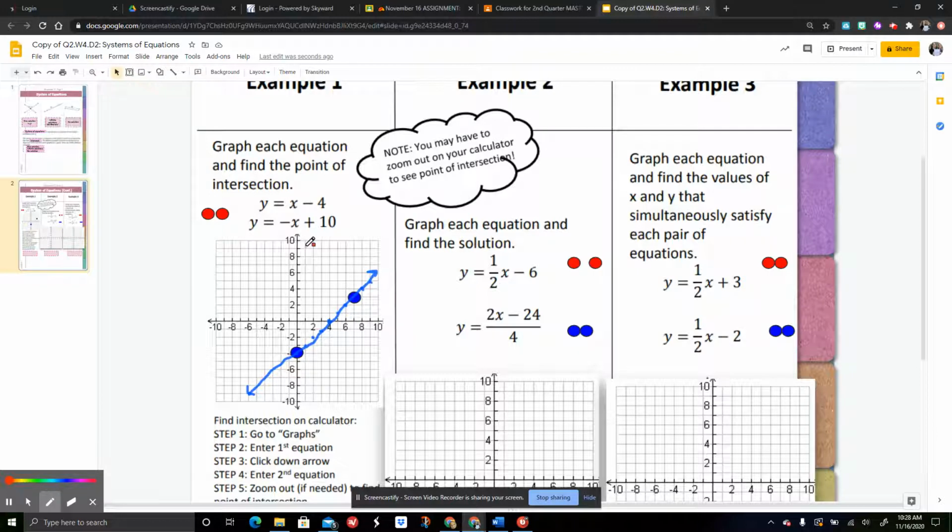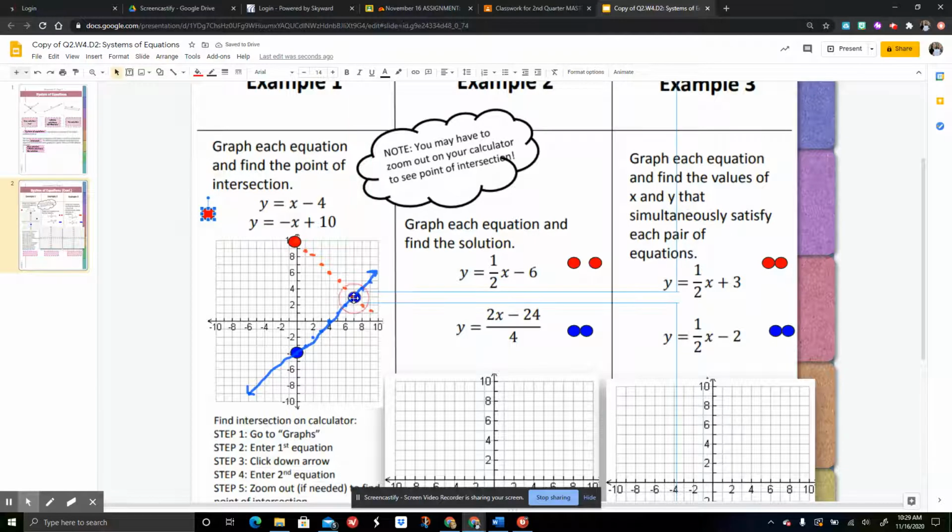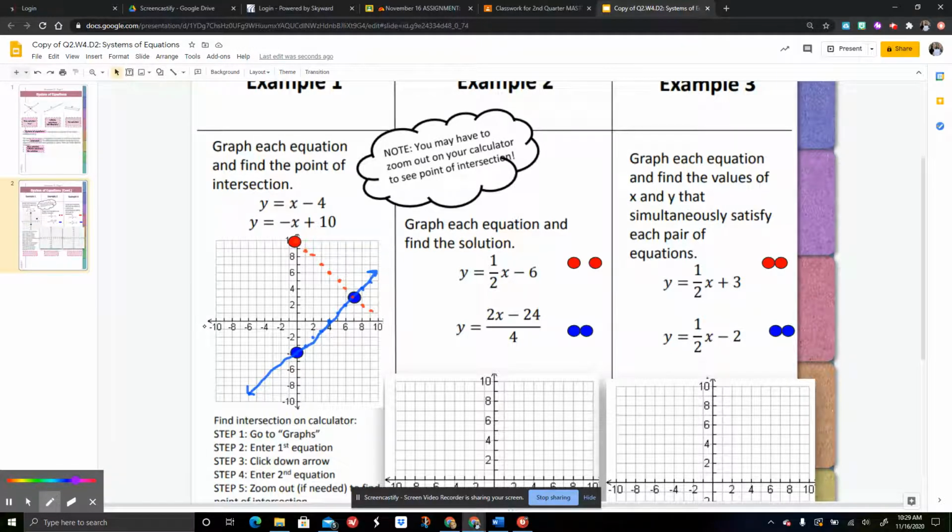The next equation is y equals -x plus 10. So I have a dot at +10 because my y-intercept is 10. And this time there's a negative in front of that x, so the slope is -1. That means you're going to go down 1 over 1, down 1 over 1, down 1 over 1. I can grab my dots here, put one at the y-intercept, and then one here. If you notice, those two are overlapping. That means this point right here is the solution of my equation.